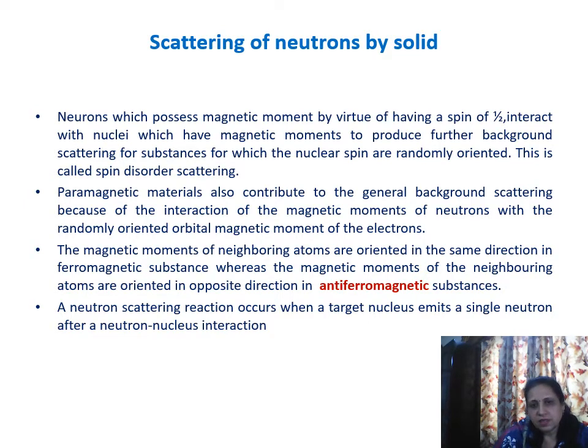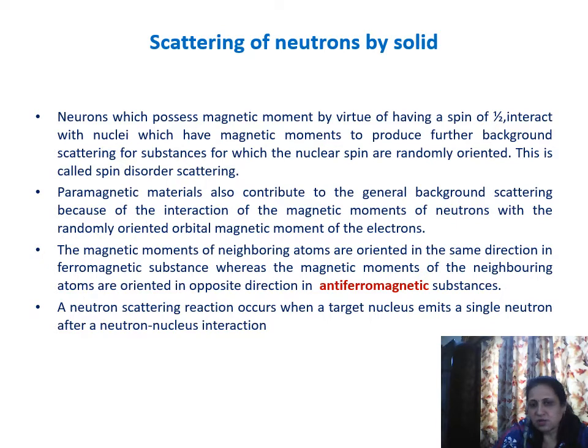Now let us see the scattering of neutrons by solids. Neutrons, which possess a magnetic moment by virtue of having a spin of half, interact with nuclei which have a magnetic moment to produce further background scattering for substances for which the nuclear spins are randomly oriented. This is called the spin disorder scattering.